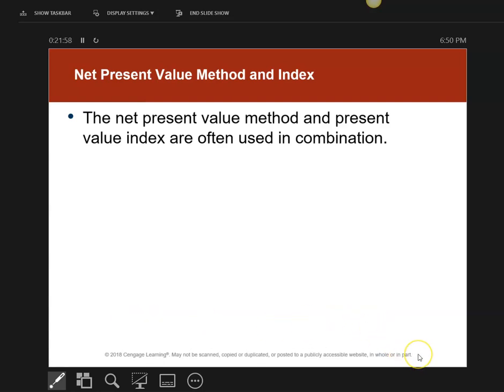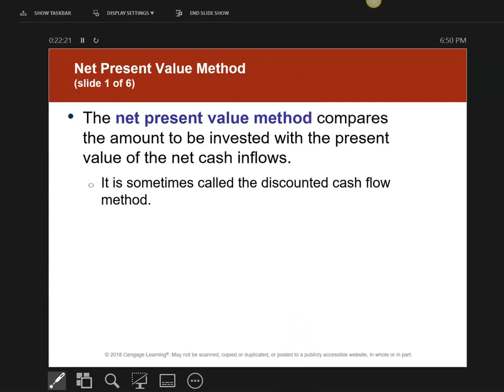We're going to continue with chapter 25, and we're going to look at the NPV value. This is called the net present value method and the index. And this is going to look at capital investment proposals using the net present value. So basically, how much is it going to cost me? How much am I going to get from it? And what is it worth today? That's basically what we're asking ourselves here.